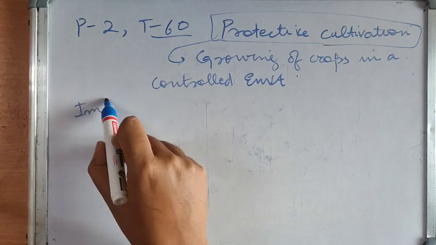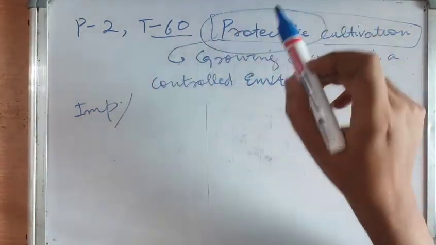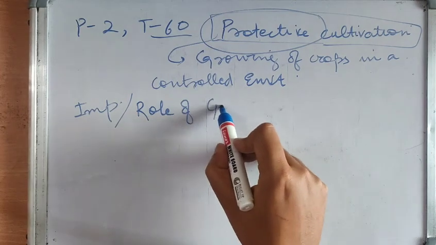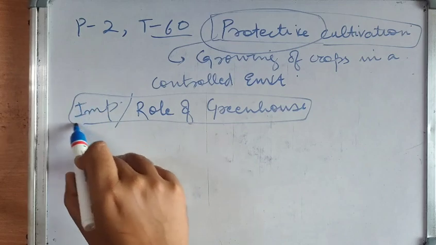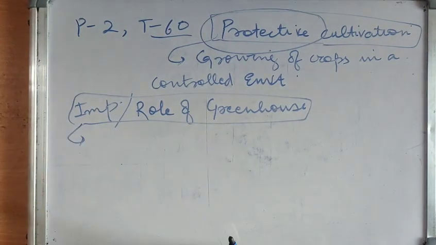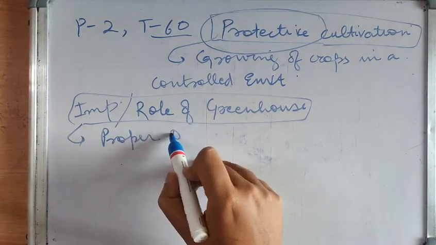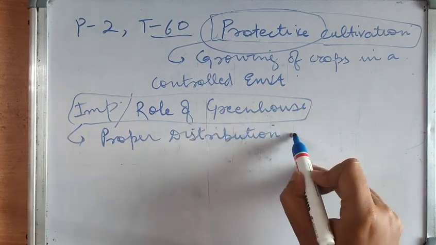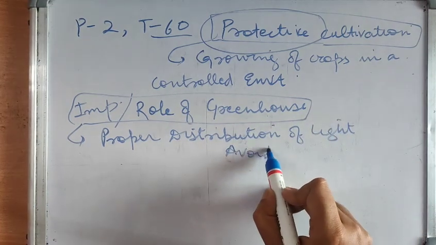Protective cultivation is nothing but a kind of greenhouse. Mainly in protective cultivation we use a greenhouse, so it is related to greenhouse only. So, importance and role of greenhouse. What does a greenhouse do? It enhances proper distribution of light and avoids direct sunlight to the plant.